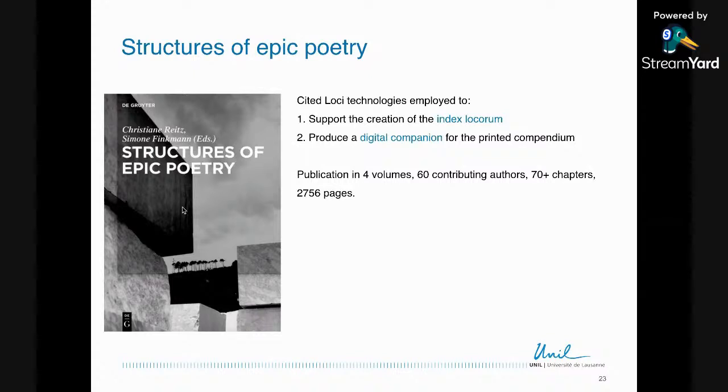And it's a huge publication. So it's a publication in 4 volumes with 60 contributed authors, more than 60 chapters, and almost 3,000 pages. And as you can imagine, also lots of references. So it was edited by Christiane Reitz and Simone Finkmann from the University of Rostock, and it was part of the Epische Bauformen project, where they looked at types of structures in epic poetry, from Homer to Neo-Latin authors, so covering a really wide spectrum of literature.